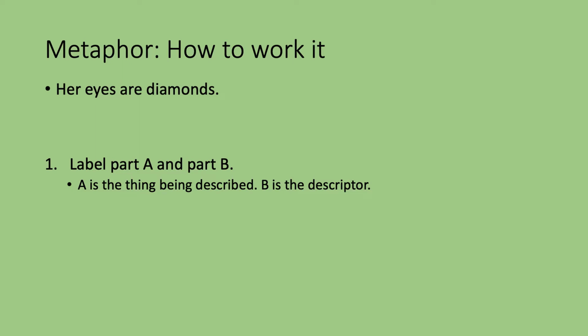First, label part A and part B. A is the thing being described. B is the descriptor. Her eyes, A, are diamonds, B.